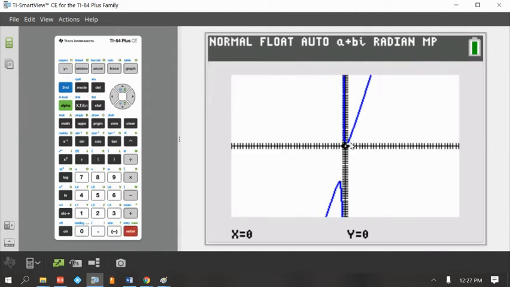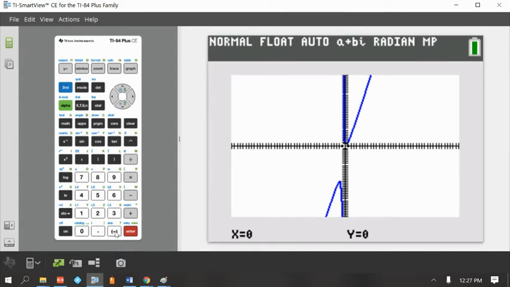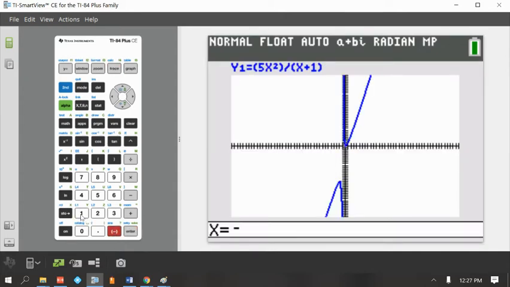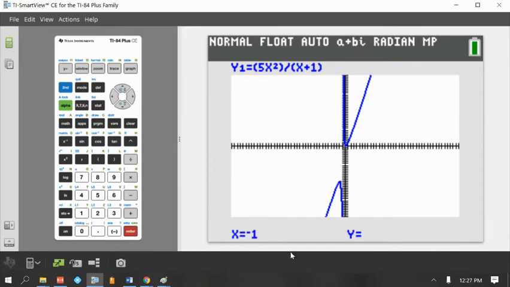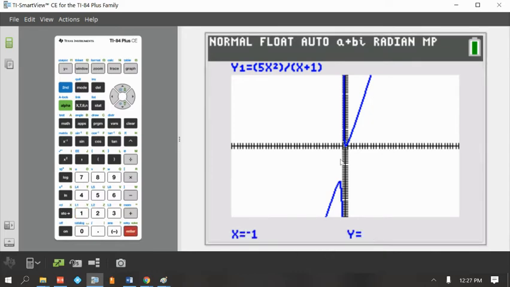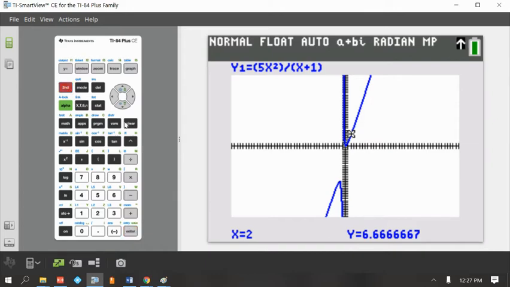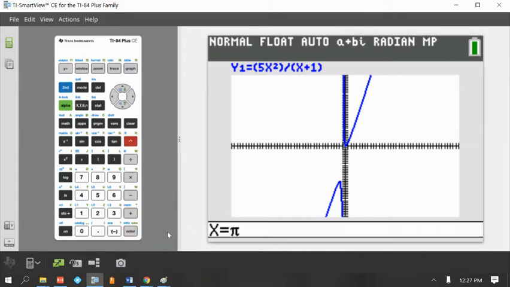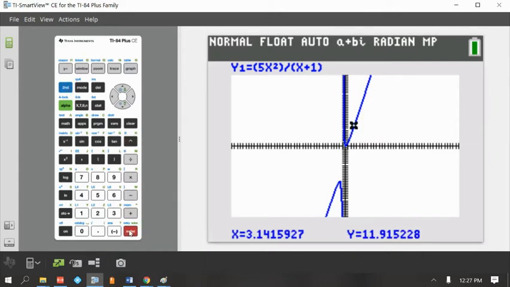Notice what's happening is there's a vertical asymptote again at -1. If I let x be, whoops, you have to hit trace. If I trace -1, y is equal to nothing. There's a vertical asymptote at -1. If I trace 1, y is 2.5. If I trace pi, put pi in there for x, y is 11.91. Right? There are dots at every x value except -1.